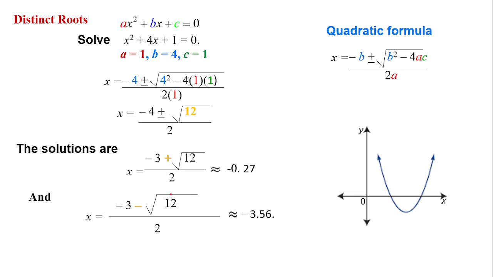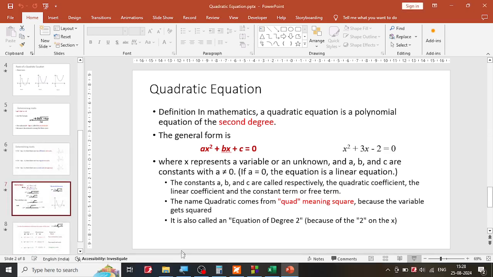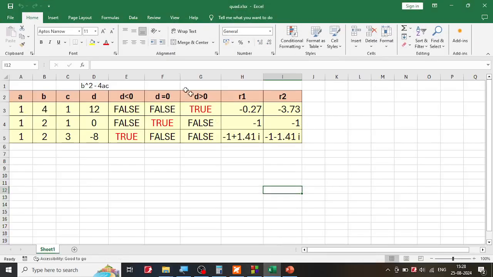Now because you are getting two real values, you can say that the curve will touch the x-axis at two points. Now I have done the calculation for the other values. If I take the values of a equal to 1, b equal to 4, and c equal to 1, you know that b squared minus 4ac is 12, which is positive, greater than 0.